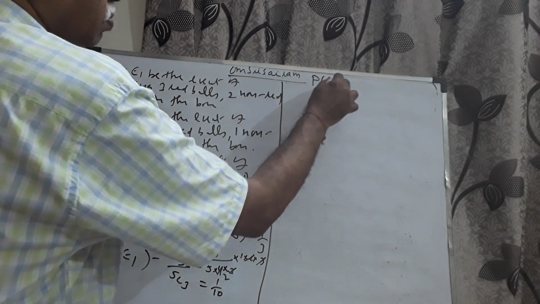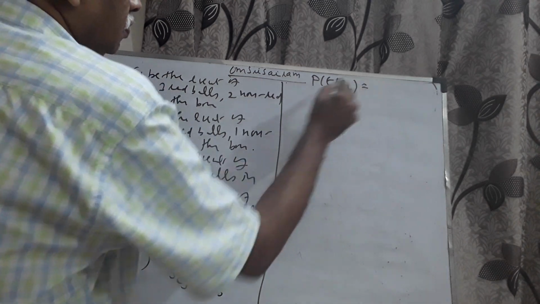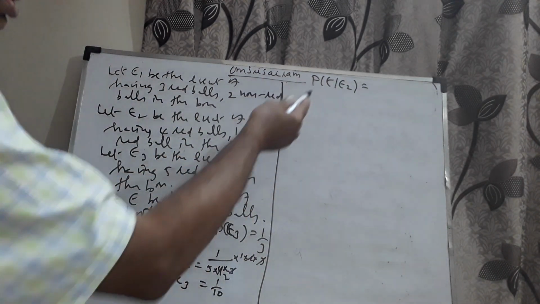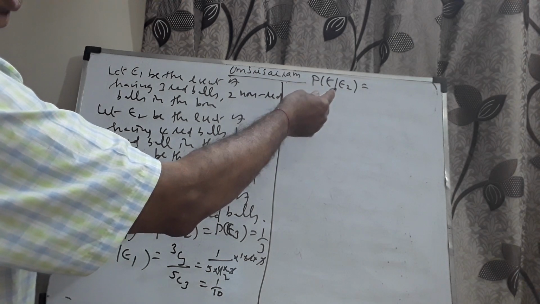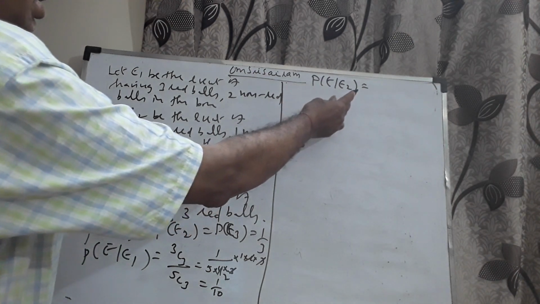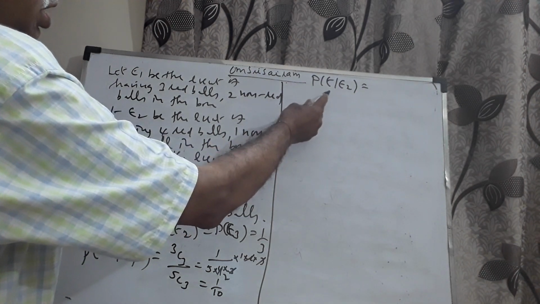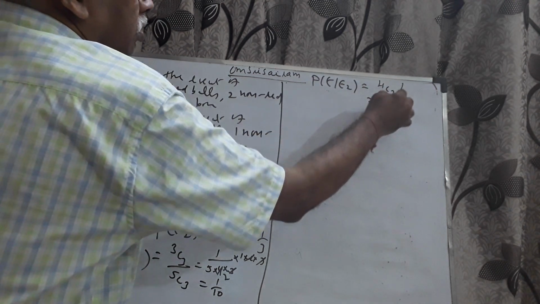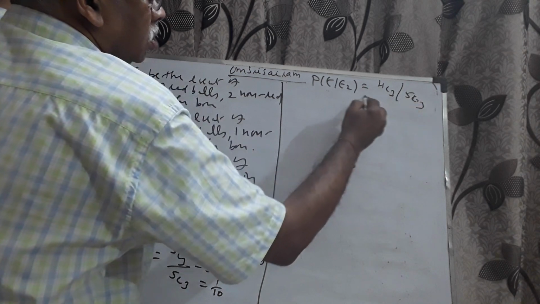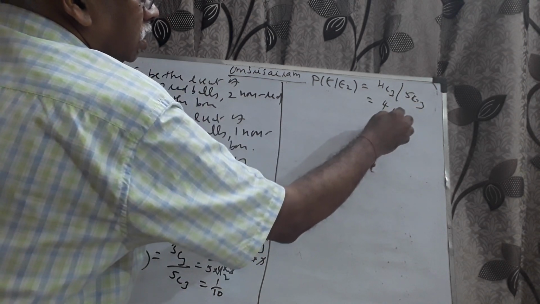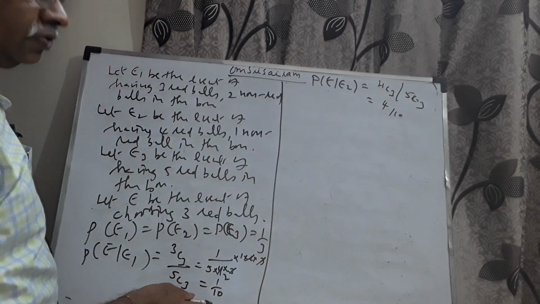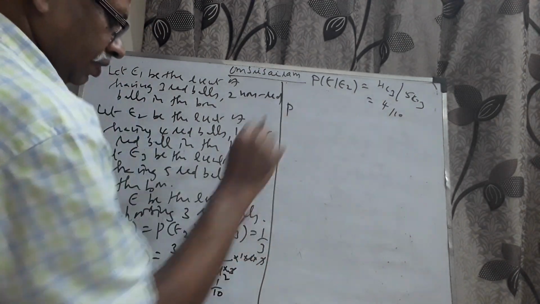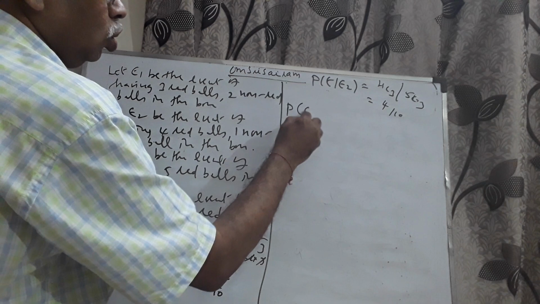Now P of E given E2. The second possibility is chosen. Okay, second possibility is there, and I am having 3 red balls. There are 4 red balls here. 4C3 by 5C3, which is equal to 4 by 10, this reduction we have seen just now. I can use it as it is. Now, just for calculation purpose, I have 10 as it is in the denominator.